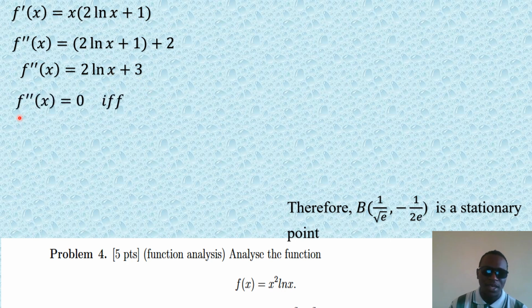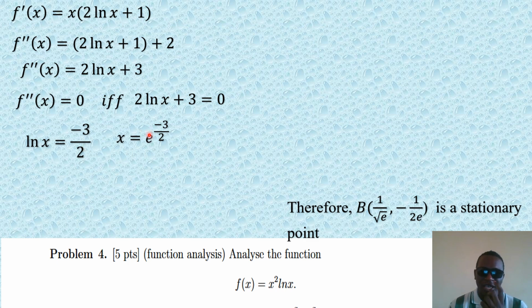From this step, we have to evaluate at the point of inflection, where f double prime is equal to 0. f double prime can be 0 only when this part is equal to 0. This function now is equal to 0. From there, we have natural log of x to be equal to negative 3 on 2. From here, we have e raised to the power minus 3 on 2 to be our x. When you solve, you raise both sides to the power e and simplify.